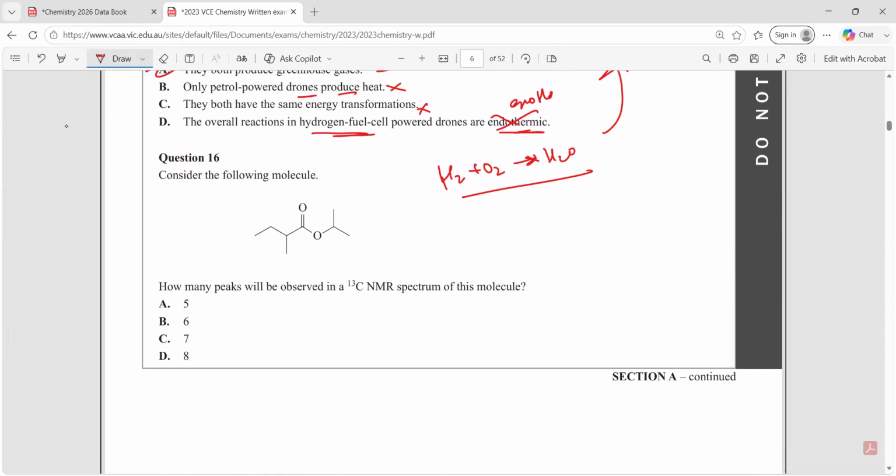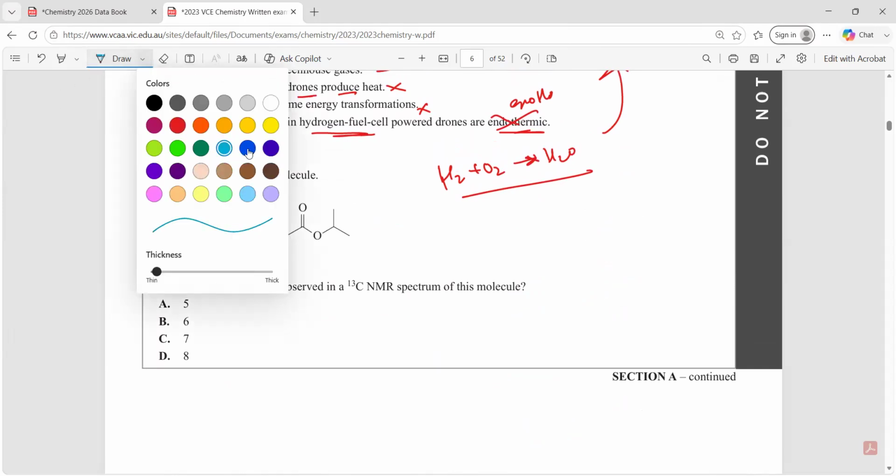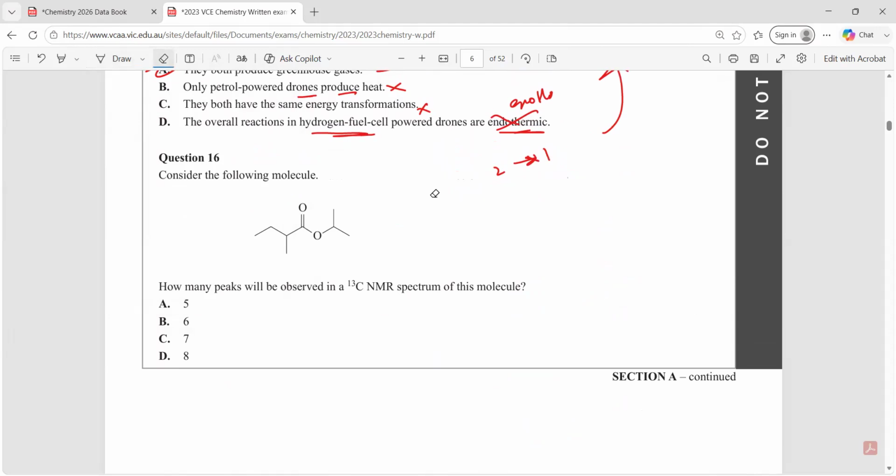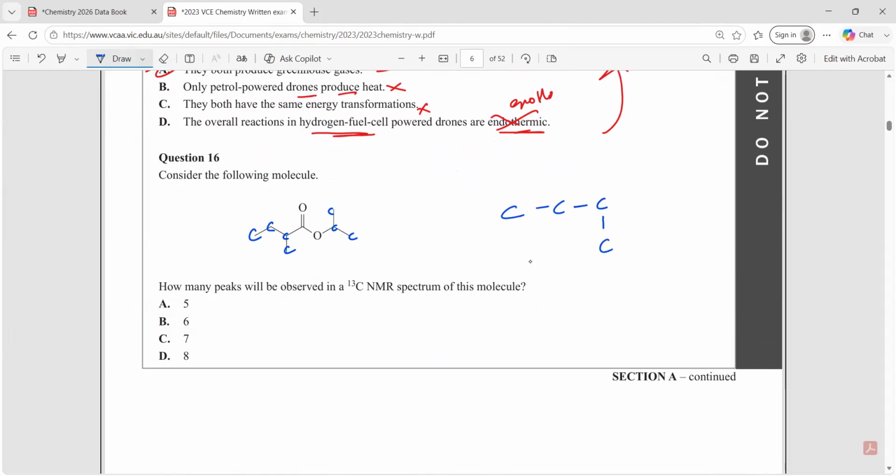How many peaks will be observed? I want to draw this in structural formula. Guys, don't be afraid. Even if they give you a skeletal formula, don't be like, oh damn, this is super hard. Just for my peace of mind, I tend to draw it in structural formula, just because it's easy for me to visualize it. So that's that. And then it's connected to a carbon, which is connected to this, which is connected to that, which is connected to this, which is connected to that, which is also connected to this.